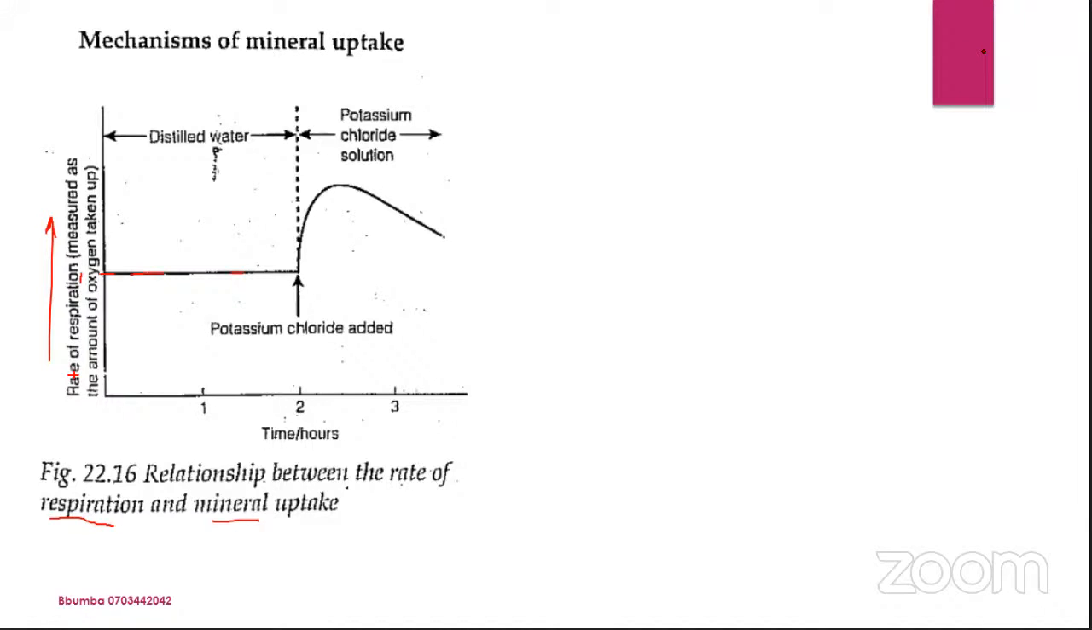When potassium chloride is added to the solution, it makes the concentration of water inside the cell higher than outside the cell. Hence it makes the cell begin taking in water actively. That is what makes the rate of respiration increase.